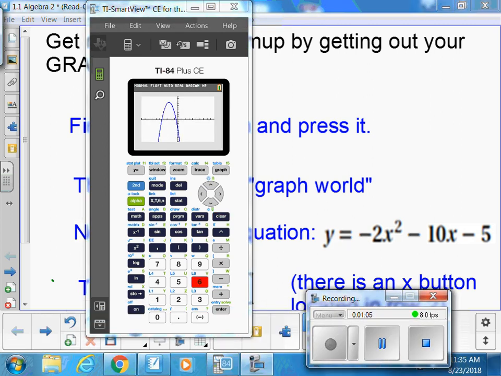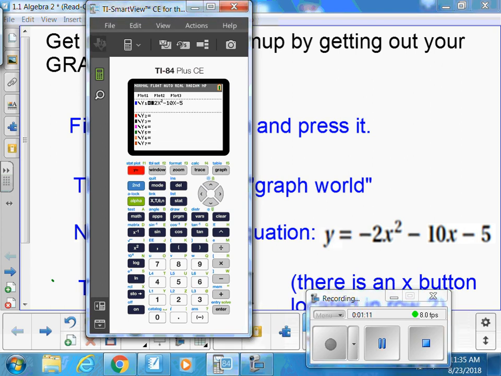Hello, people in the video. We went ahead and put in our equation under y equals. We hit graph, and we all saw an upside down parabola. We also learned that Zoom 6 can be your best friend if you get panicked and your viewing window is messed up. Zoom 6 will get you back to where you need to be.